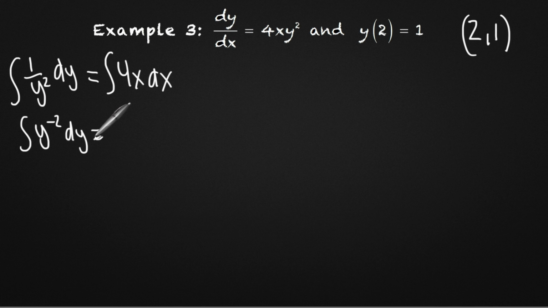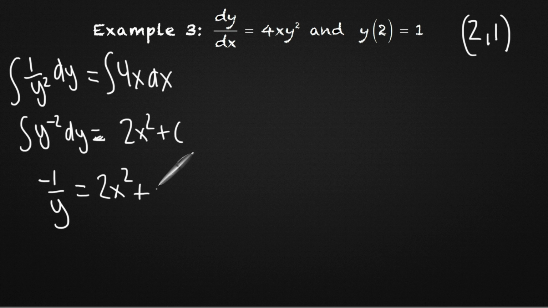And I will go ahead and integrate this. That's going to give me 2x squared plus c. So if I integrate this, I have to add 1 to the power. If I add 1 to the power, that's going to give me y to the negative 1. Divide that, and that's going to give me negative 1 over y, essentially. So you can work that out there, and then 2x squared plus c.